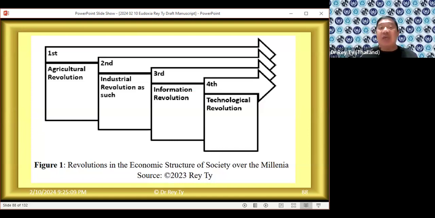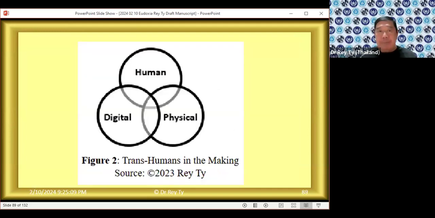I'll give you an example of a figure. Here, this is a figure of one of my articles in a journal. First revolution, second revolution, third, and then fourth technological revolution. So people can see what I've said in so many pages in one drawing.